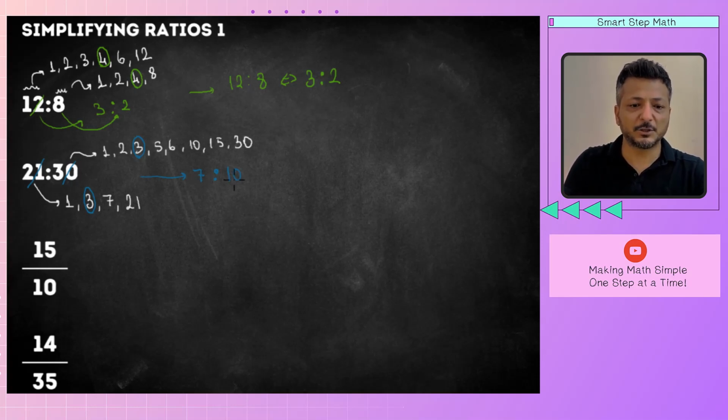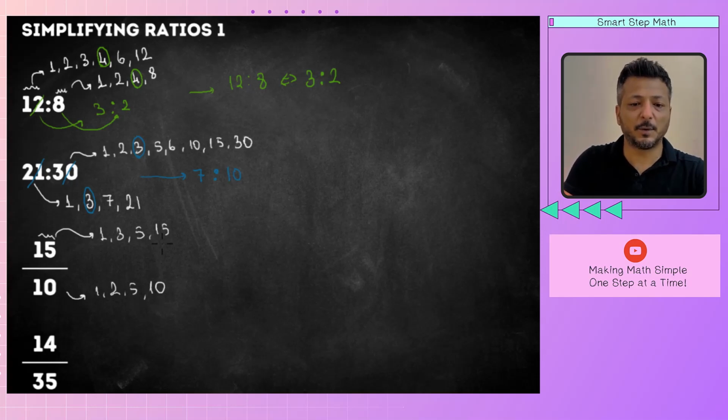So, does anything change in this representation? Of course not. This was also a ratio representation. The ratio of 15 to 10 is expressed as 15 over 10. How will we show this, friends? The divisors of 15 are 1, 3, 5, and 15. The divisors of 10 can be written as 1, 2, 5, and 10.